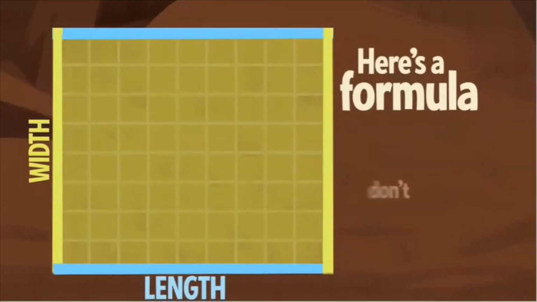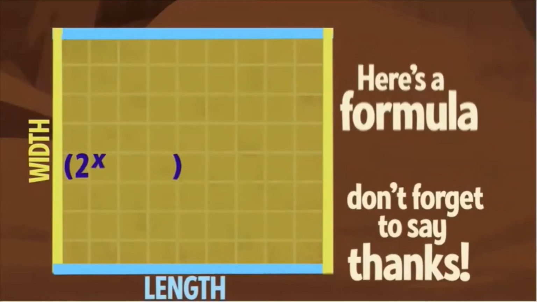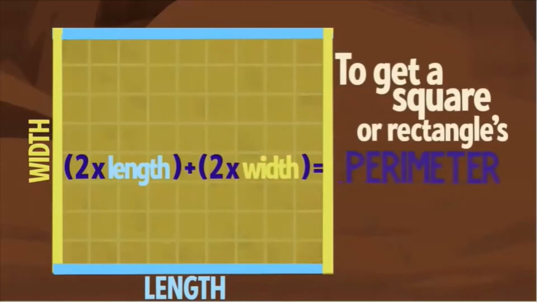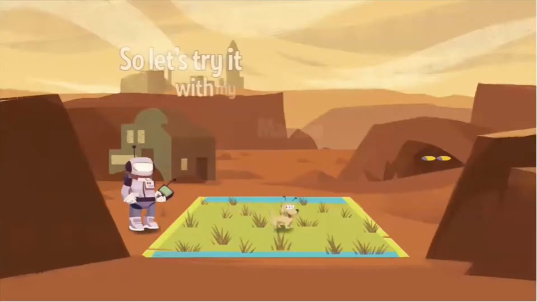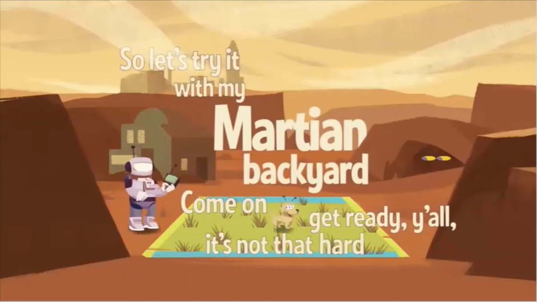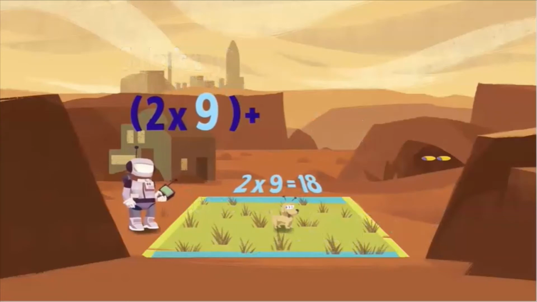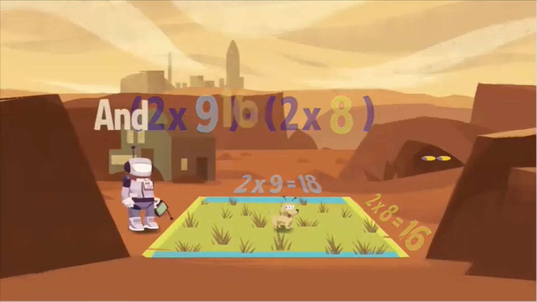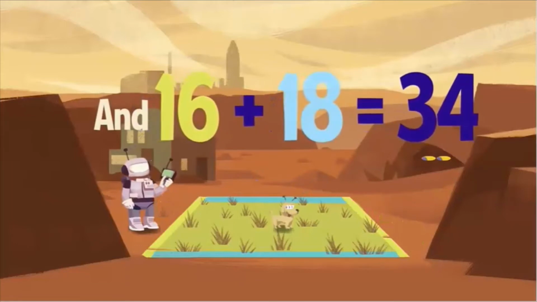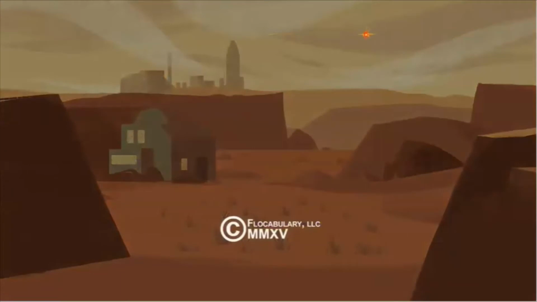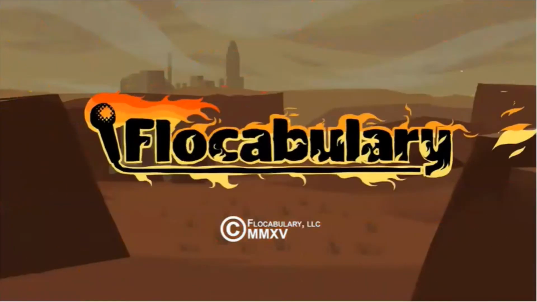Here's a formula, don't forget to say thanks. 2 times length plus 2 times width to get a square or rectangle's perimeter quick. So let's try it with my Martian backyard. Come on, get ready y'all, it's not that hard. 2 times the length of 9 is 18, and 2 times the width of 8 is 16, and 16 plus 18 is 34. Now if I could stop Marvin from making a dirty floor. Come on, Marvin. Seriously.